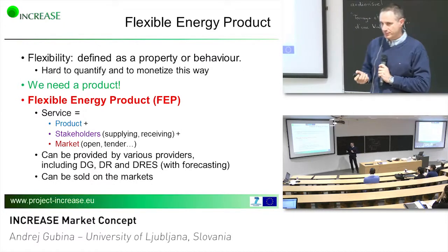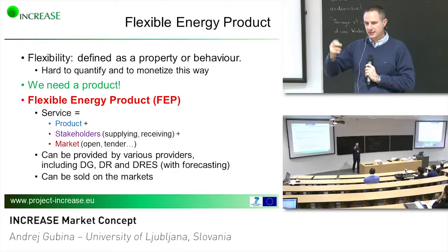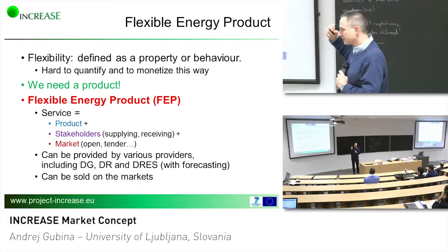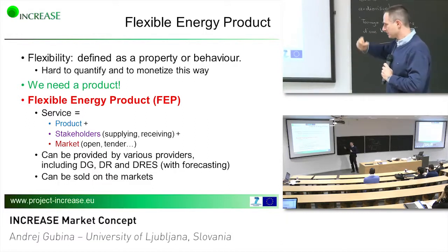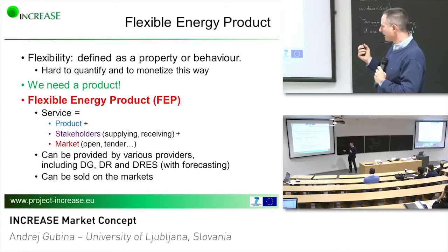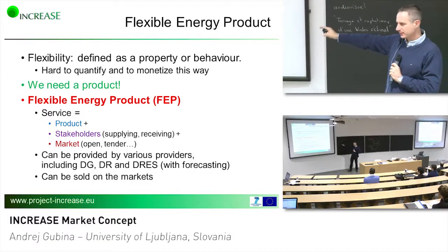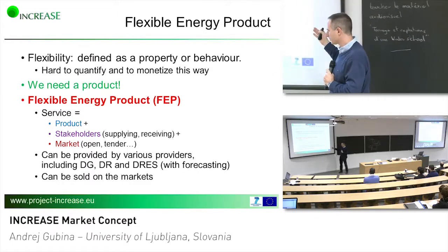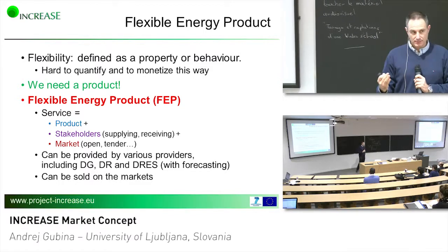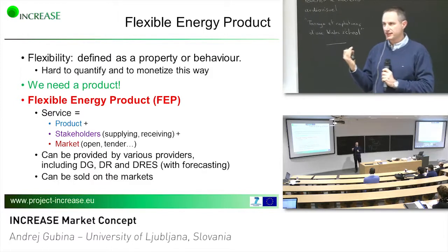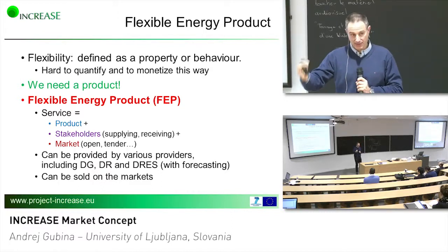And this is what we propose: that we use the term flexible energy product. Then we know this is energy. We know that these are kilowatt hours or megawatt hours, and it has a certain price on a certain market. We can say it's technical, so independent of the technology, so technology neutral. And then we can talk about how to integrate them in the existing markets. We don't have to set up a new market for flexibility. It would be nice, but I think it distances us from reality as it is right now.